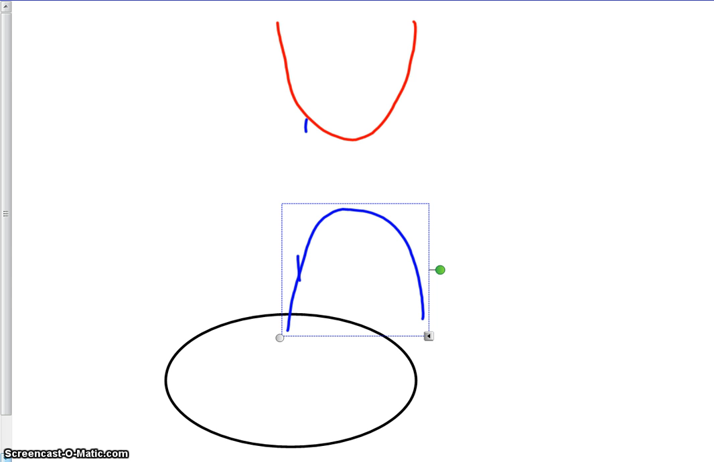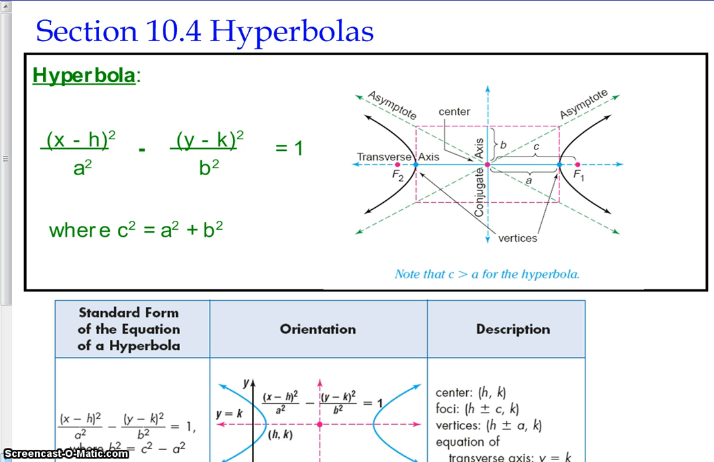So now let's talk about exactly what is needed to graph a hyperbola. It's a lot like the equation that we used with ellipses. It's just that turned inside out. The biggest difference is we have a subtraction sign here instead of an addition sign. In fact, that's the only difference.